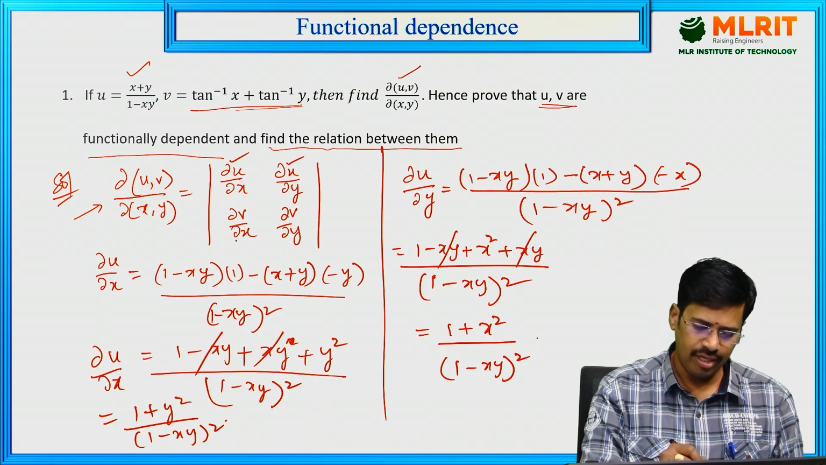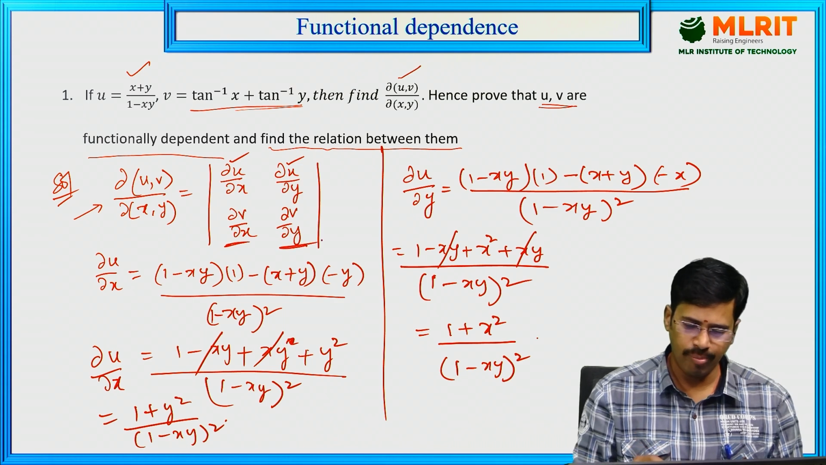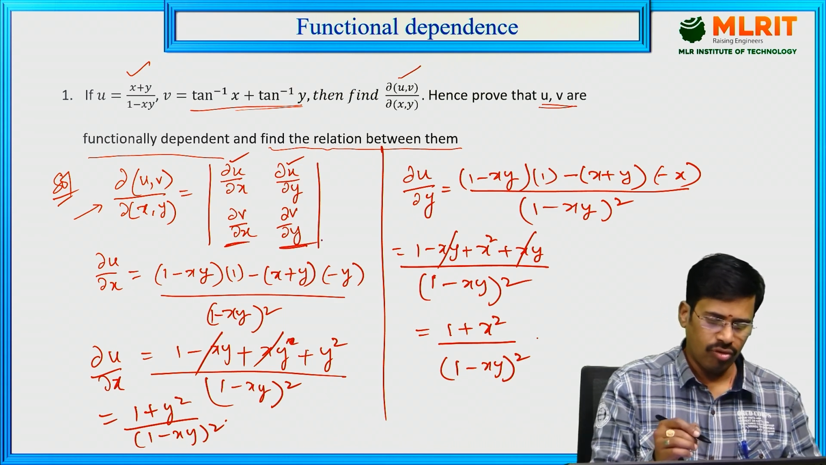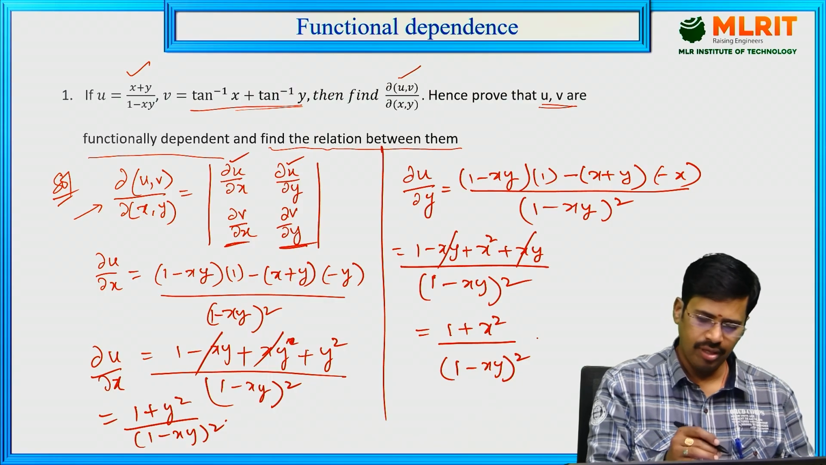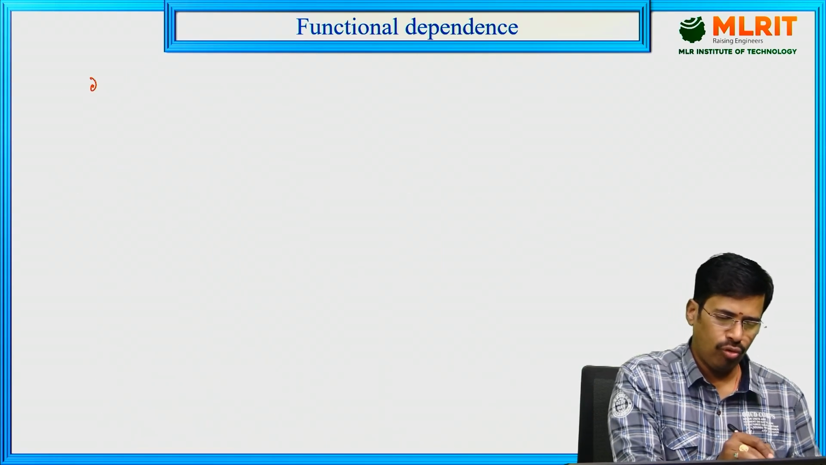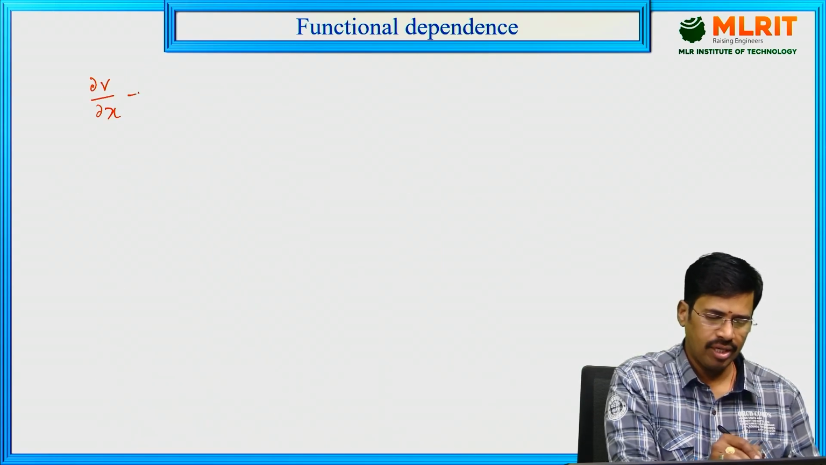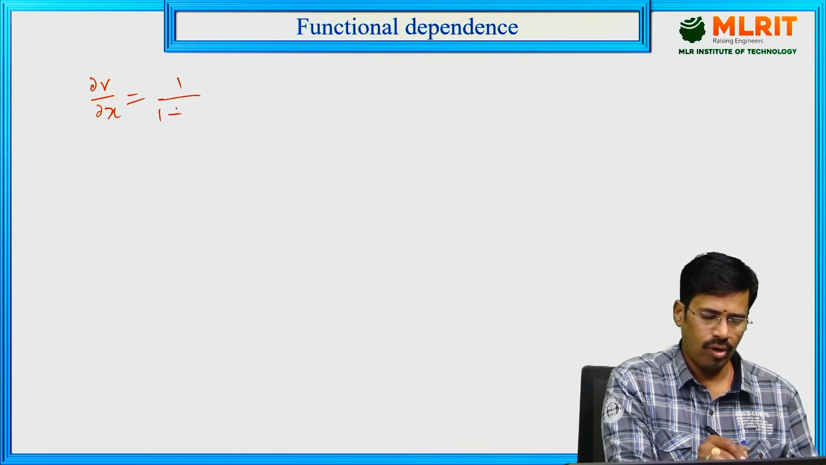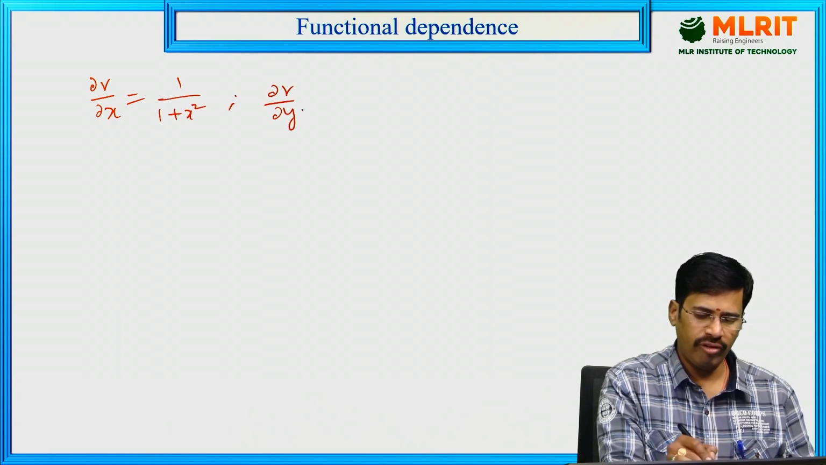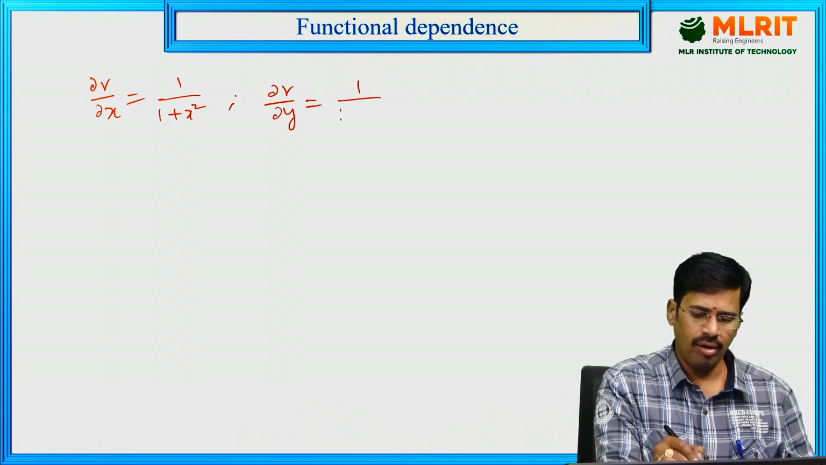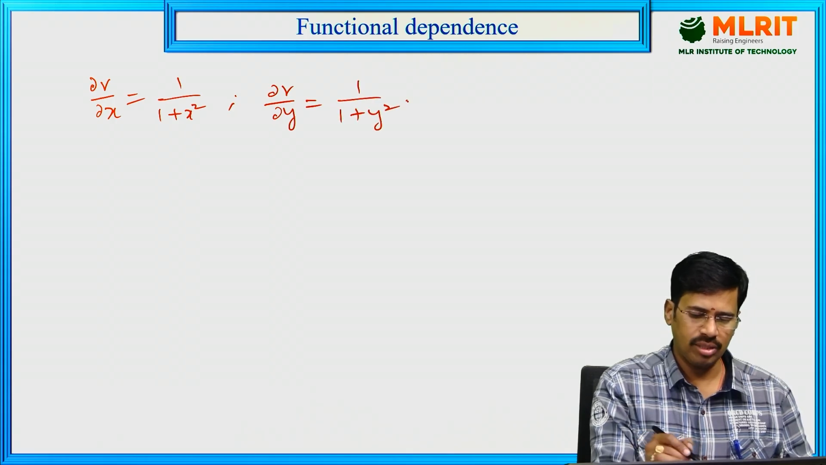Next, let us find dou v by dou x and dou v by dou y. So what is v here? Tan inverse x plus tan inverse y. So dou v by dou x, the derivative of tan inverse x, is 1 by (1 plus x square), and dou v by dou y is 1 by (1 plus y square).